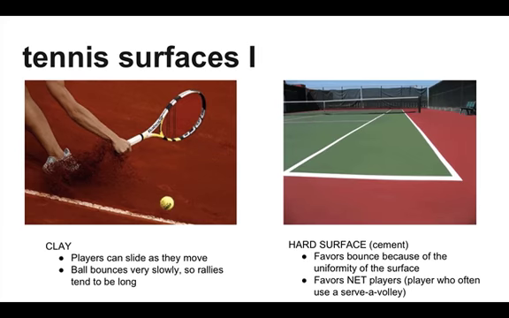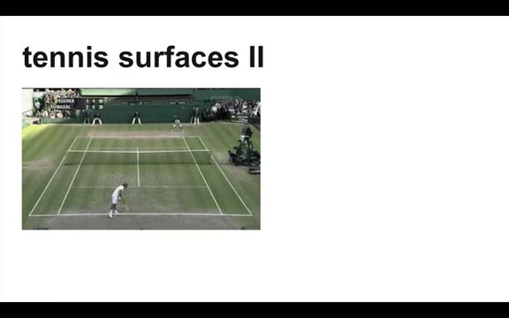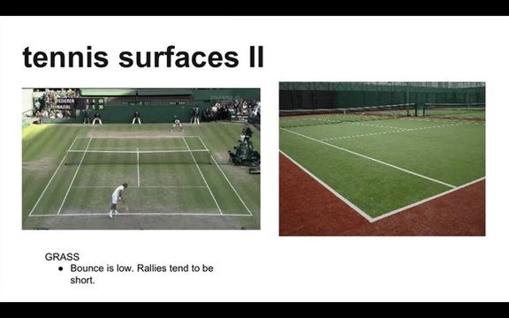Hard surfaces. They can be made by cement or synthetic surfaces. Both are very fast, so rallies tend to be short, and these surfaces favor net players. Grass. The bounce is low, and rallies tend to be short. Synthetic. Very flexible surface, and it offers an excellent bounce.